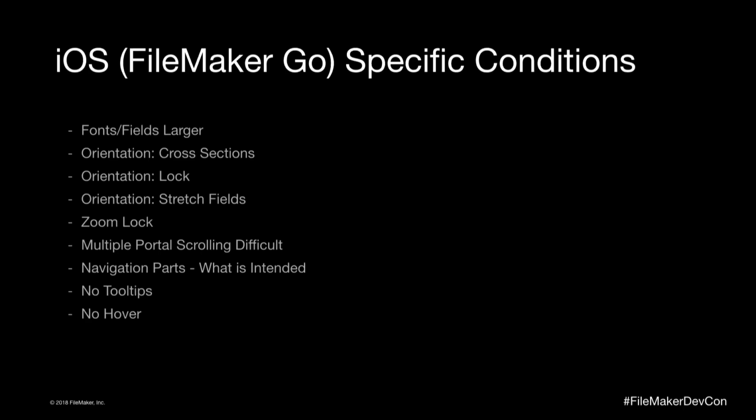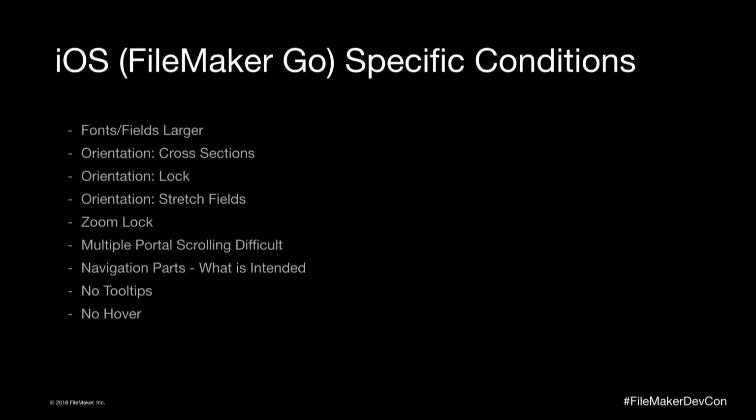And for FileMaker Go, you want your fonts and your fields to be larger, because you're using your finger now, not a mouse. The Go platform allows you to lock things, so you can keep your solution vertical or horizontal. You can keep the zoom locked. But if you don't, then there are some things to consider. What happens if I'm in vertical and I turn my phone like this? One way to do that is to create two separate layouts, vertical and horizontal, and then have a script trigger. The other way is to have your fields and your buttons or your elements stretch. And the way I do that is with cross sections, and I'll show you an example of that.